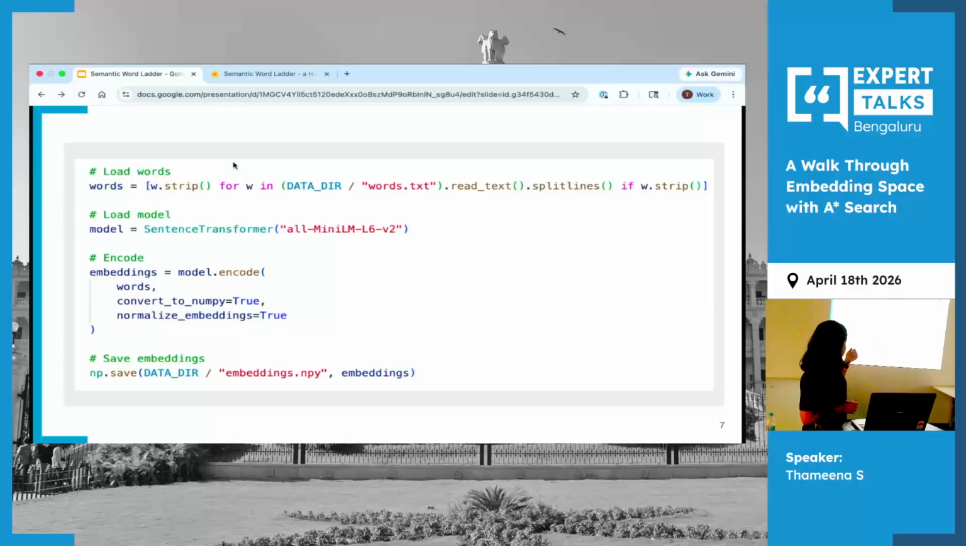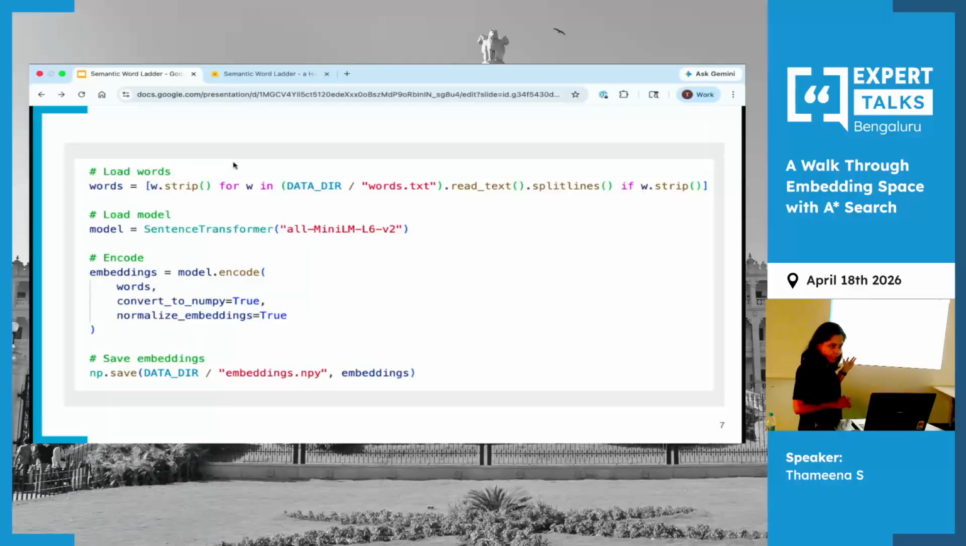And then I've used a library called sentence-transformers. It is just a Python library to use embedding models. And I've passed in the name of my embedding model here, which is all-MiniLM-L6-v2. The next thing to do is just call the encode method on the model by passing in the words, the dataset input. That's it.